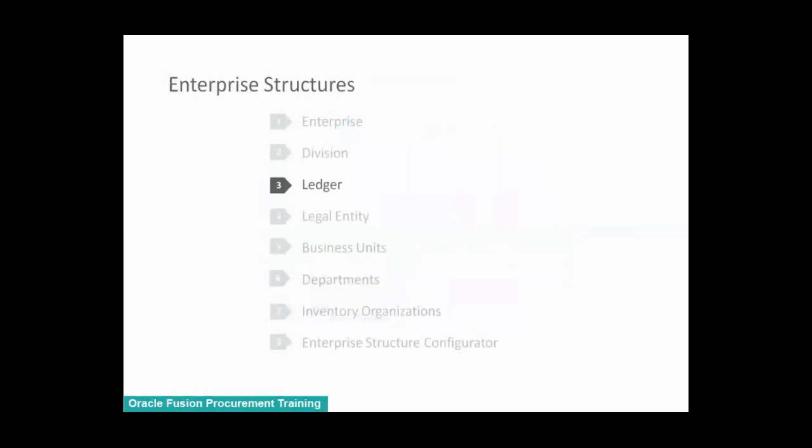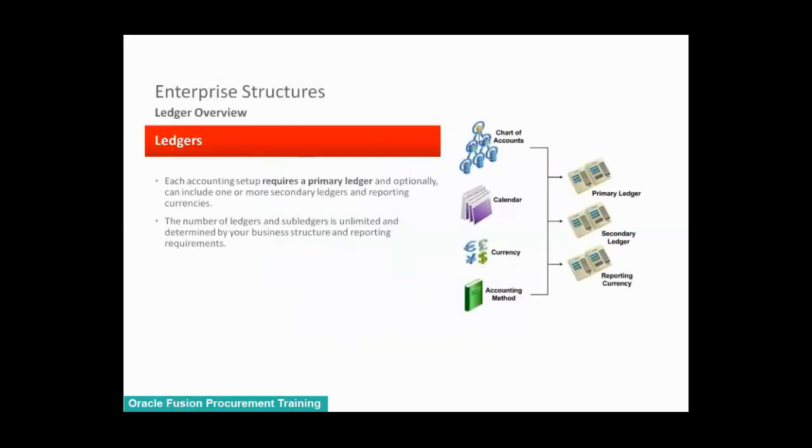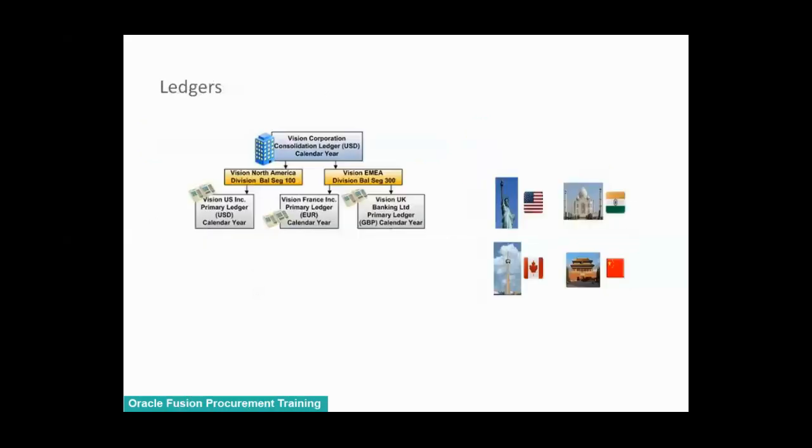Okay. Now, the ledger is the same. A ledger consists of four elements: chart of accounts, currency, calendar, and accounting method. And you are aware of the primary ledger, secondary ledger, and reporting currencies. There is no change in the ledger. It is again a combination of those elements. Nothing has changed in the ledger creation.